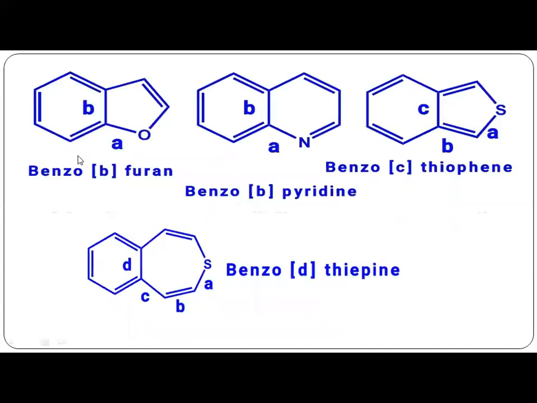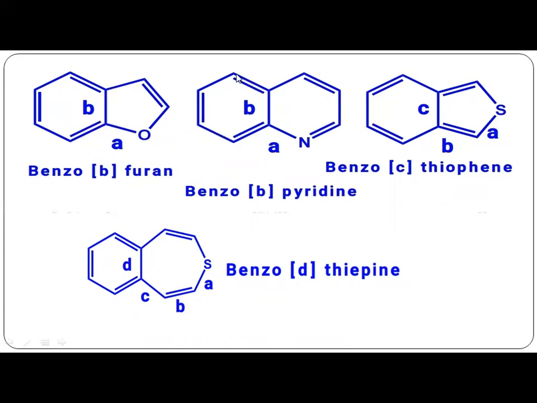Let's see some examples. There are 2 rings. The first one is a 6-member ring and a 5-member ring. As we said, we are going to label the sides A and B. A is the 5-member ring and B is the 6-member ring, which is the benzene ring. So we write benzo, then b, and this one is the furan ring. So its name will be benzo[b]furan.